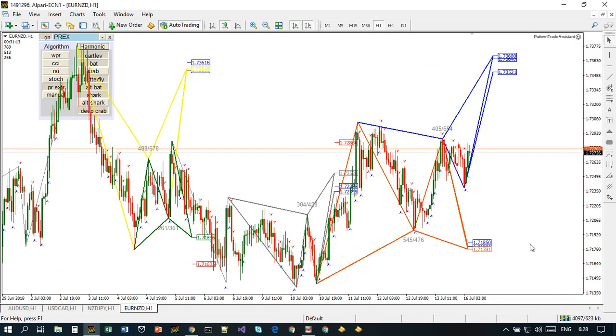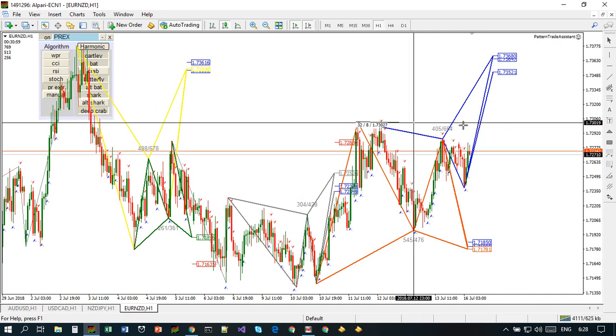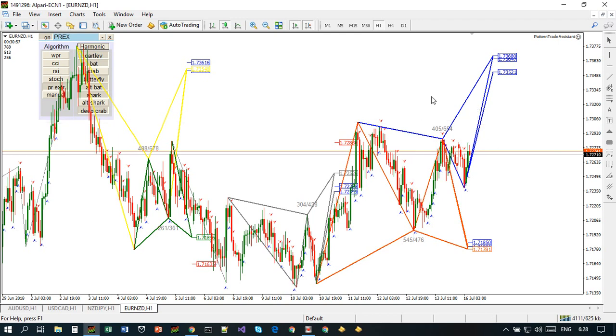Okay, Euro New Zealand, similar setup. We have a Gartley, very far from completion as well, and we have a deep crab pattern. For a deep crab pattern, if you are looking for a continuation higher, you first should wait for this X point to be broken to the upside.